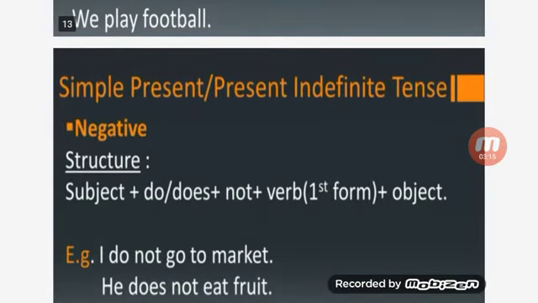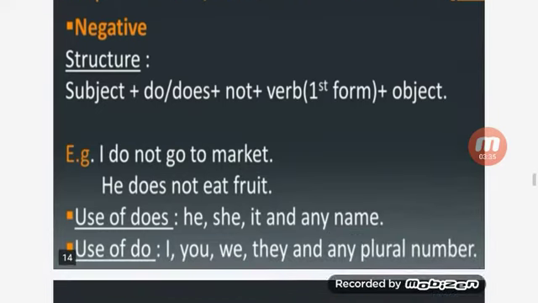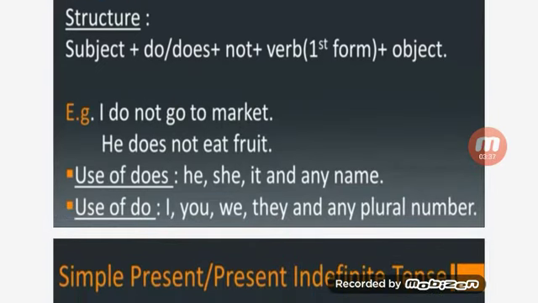Okay, now negative sentences structure: subject plus do or does plus not plus verb first form plus object. For example, I do not go to market. He does not eat fruit. And children, where do we use does? We use does with he, she, it, and any name. And use do with I, you, we, they, and any plural number.